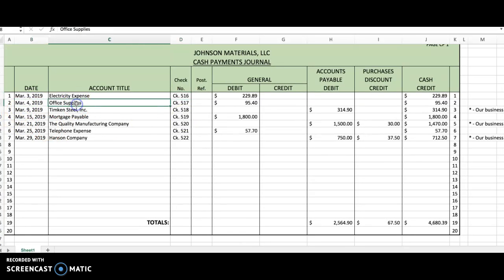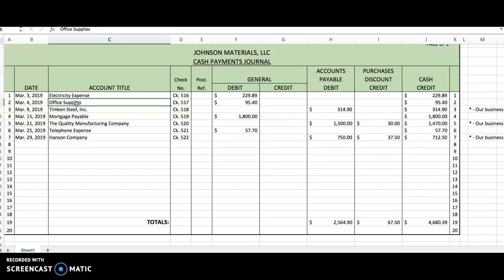March 4th, we bought some office supplies, and I want to make a special note of this entry. As you see, again, there's no special column for office supplies, and the only place we can debit in this journal would be the general debit, again, 95.40, and the credit is obviously the cash because we're writing a check. So this is different than an entry in the purchases journal. The purchases journal is used for times when we buy inventory, and we'll see a little later why that needs to be separated out. But the purchases journal is used for inventory purchases. When we purchase something else, then we have to use a different journal.